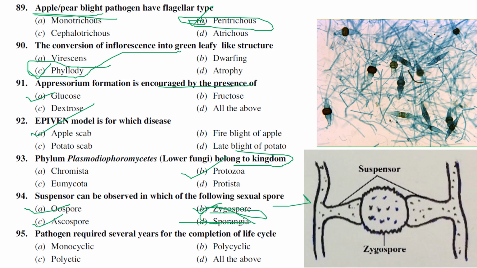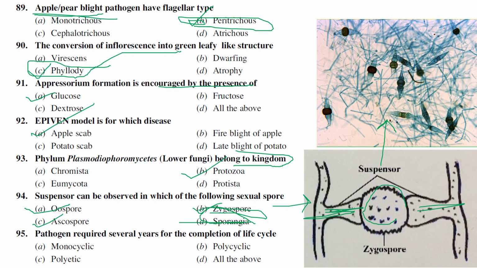If you see the right side picture, inside a ball-like structure, that is the zygospore. That is held by two kinds of holdings. That holder is known as a suspensor. This is the microscopic image of zygospore. So generally the suspensor is produced by zygospore.